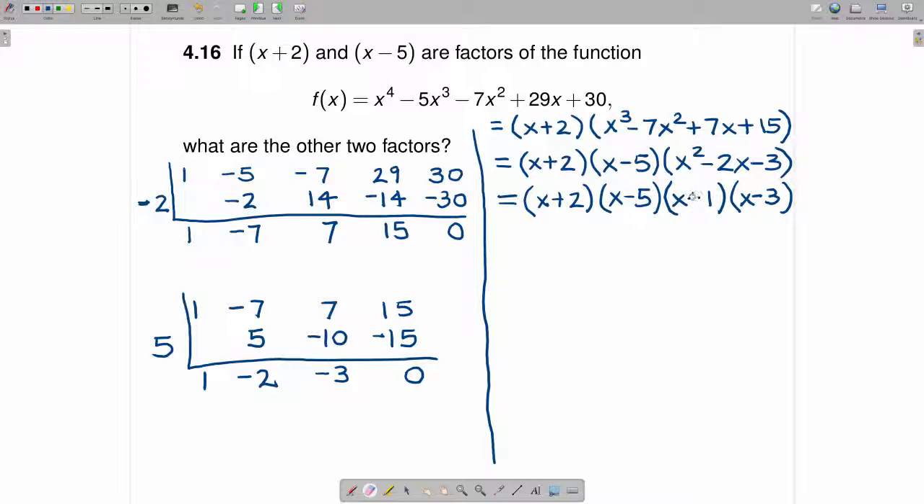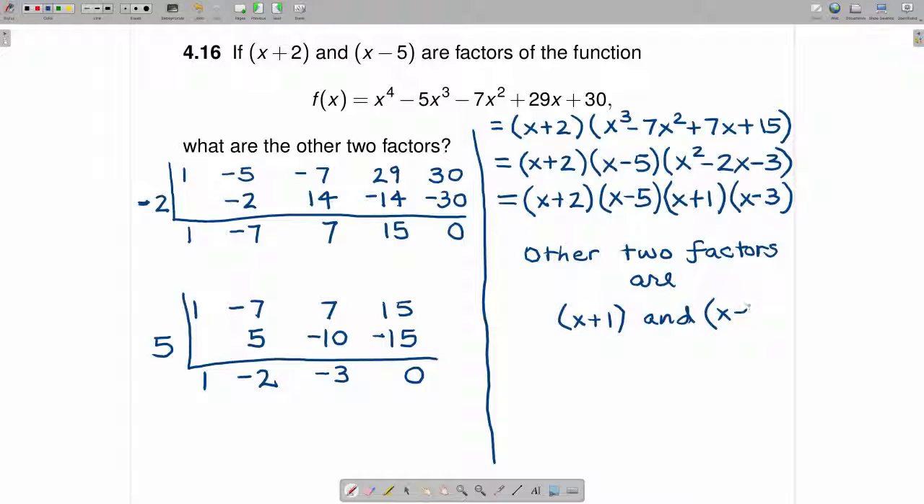So if you go back to the original question, which asked for the remaining two factors, those other two factors, in addition to the 2 that were given, are x plus 1 and x minus 3.